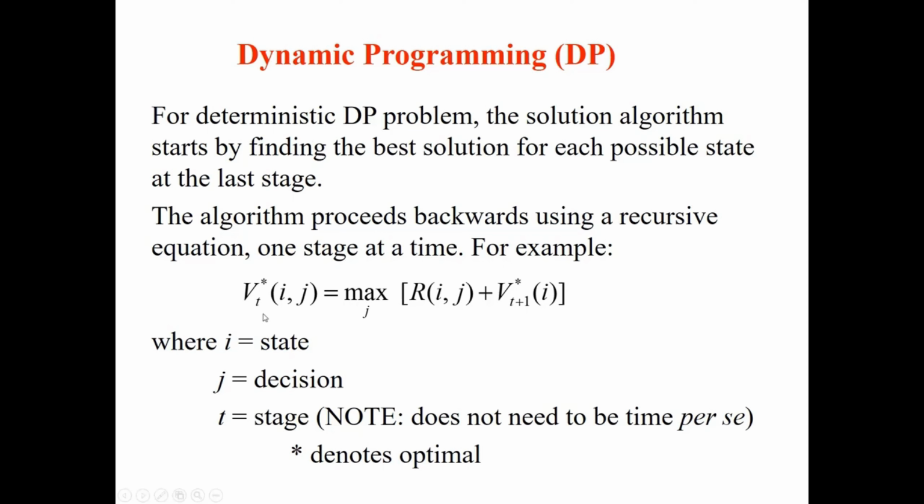For example, this V star t is the value today. V star t plus 1 is the value tomorrow or next year. So what this says is that if we're in today, we want to maximize our decision. J refers to the decision that we take. So J means we have various kinds of decisions. For example, we might think of them as different levels of harvest or different levels of effort put into harvest. And R_ij, I is the state variable here, and J is our decision variable.